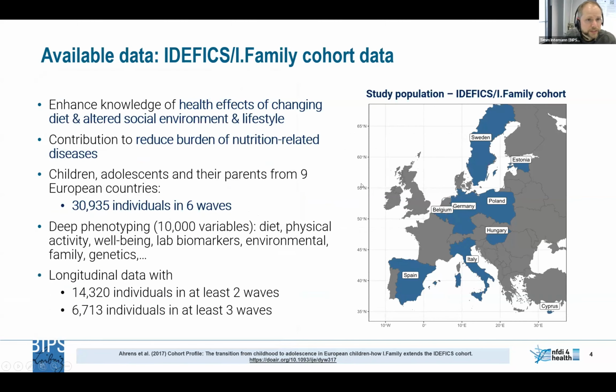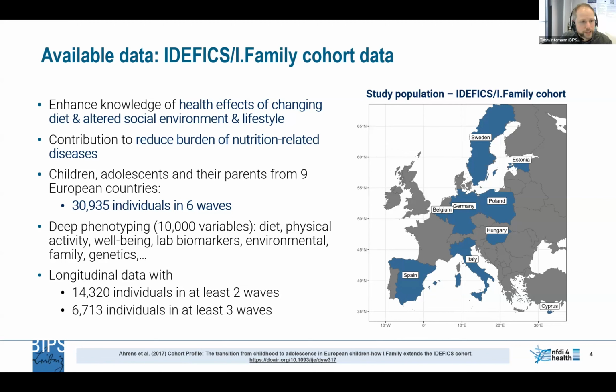In more detail, what is the EDIFIX family cohort data? It's a huge cohort study with the aim to enhance knowledge of health effects of changing diet and altered social environment and lifestyle, to contribute to reducing the burden of nutrition-related diseases. We have more than 30,000 individuals in our dataset, not only children and adolescents, but also information about their parents. They're coming from 9 European countries. And we have them really deeply phenotyped.